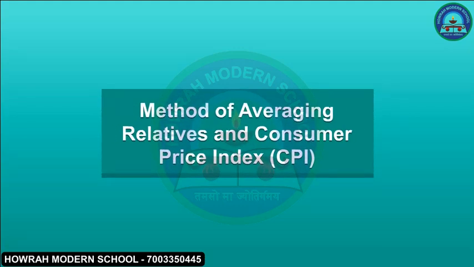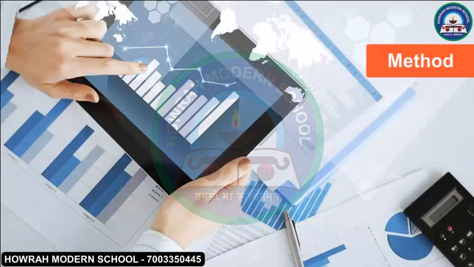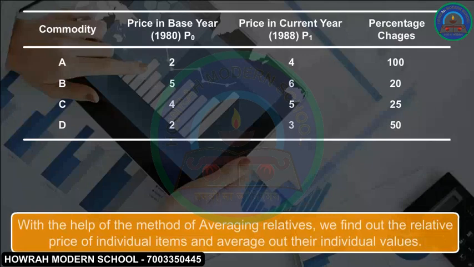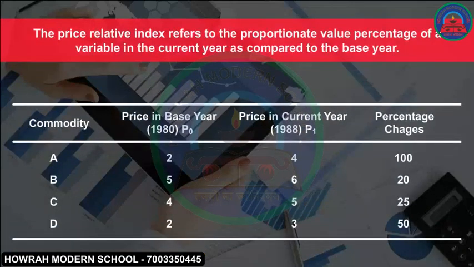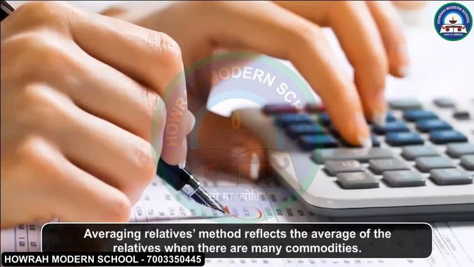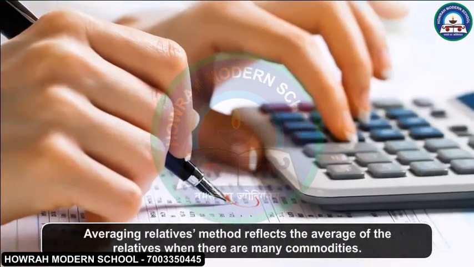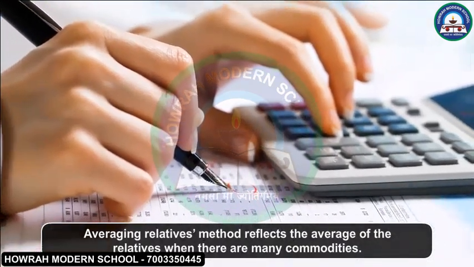Method of averaging relatives and consumer price index CPI. Method of averaging relatives. With the help of the method of averaging relatives, we find out the relative price of individual items and average out their individual values. The price relative index refers to the proportionate value percentage of a variable in the current year as compared to the base year. Averaging relatives method reflects the average of the relatives when there are many commodities.